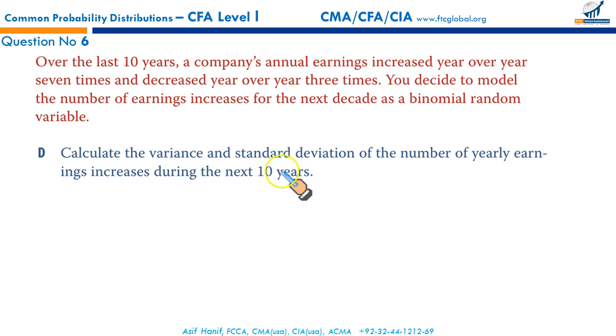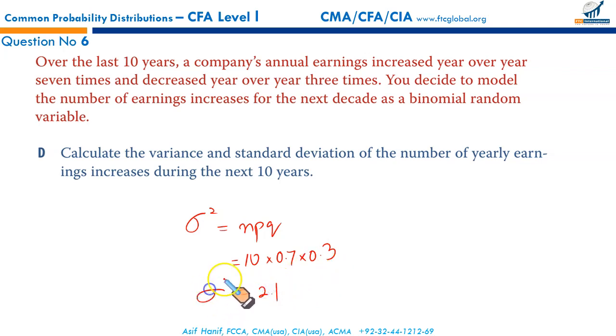Then, now calculate the variance and the standard deviation of the number of yearly earnings increases during the next 10 years. All right. Variance is equal to NPQ. That is what I have been doing, and you may write it 1 minus P. I'm repeatedly saying don't confuse yourself. It's either Q or 1 minus P, makes no difference. N is 10 years. Probability of success is 70%, that is 0.7, and failure 0.3. So if you simplify these all, 10 times 0.7, 7 times 0.3, 2.1.